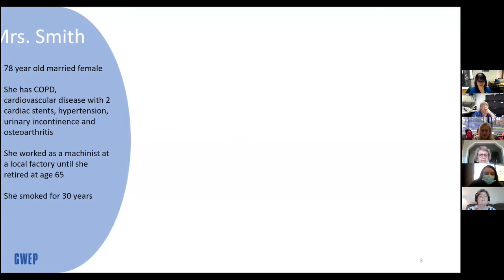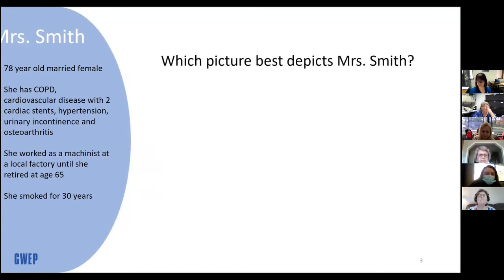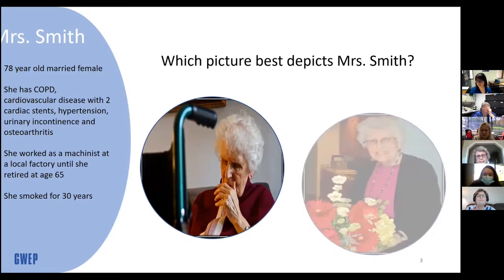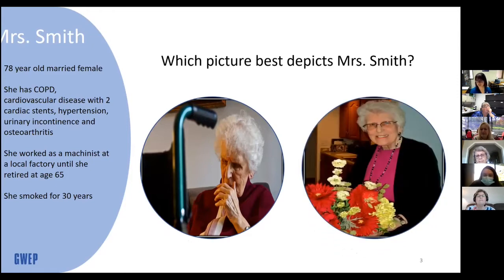She's got chronic illnesses. She had a manual labor job. She worked hard. She smoked. So do you think this is Mrs. Smith? Give some thumbs up or raise your hands if this is what you were picturing. I see a couple nods, a couple head bobs, thumbs up. Or how about this? Is this Mrs. Smith? Is this what anybody pictured? A few, but not quite as many.